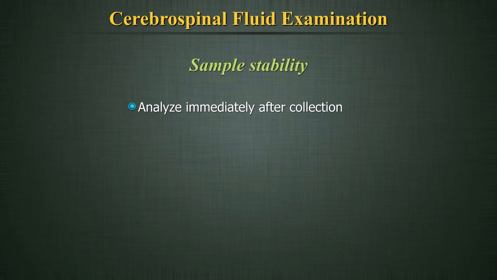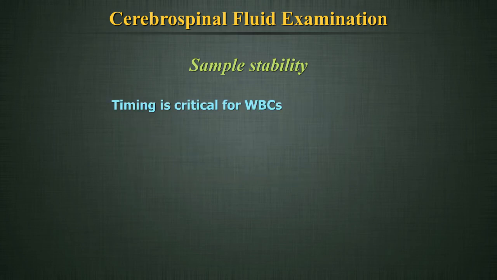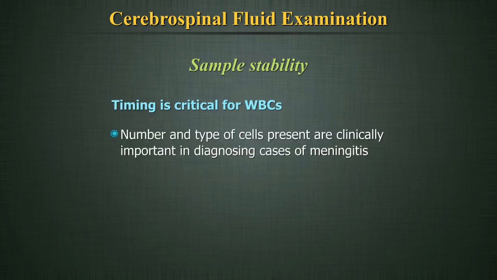The stability of the CSF sample varies depending on the procedures ordered. Hematologic analysis of CSF samples should be performed within 1 hour of fluid aspiration. Red blood cells and white blood cells have limited stability in CSF because CSF is hypotonic and cells can rapidly lyse. Timing is especially critical for WBCs since both the number and type of cells present are clinically important in diagnosing cases of meningitis as well as detecting CNS leukemic involvement.